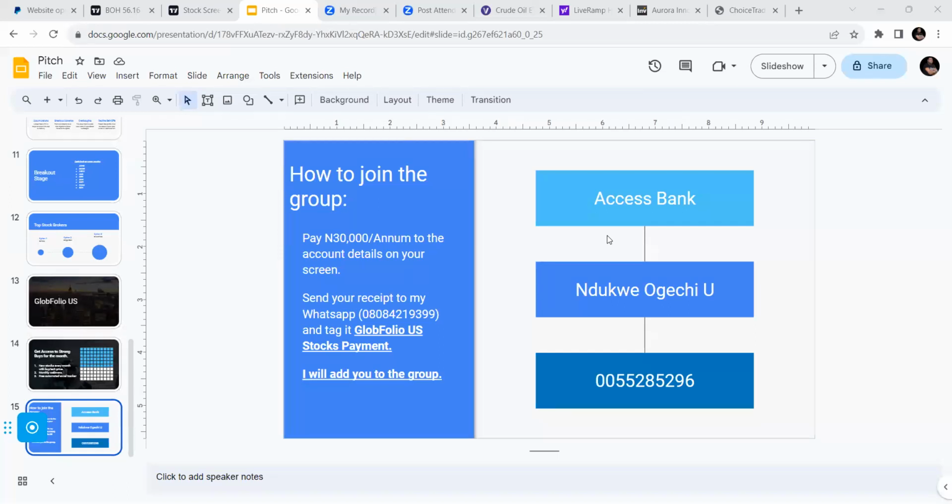The tag is Glofolio US stocks payments. That's the tag. I'm looking at the question.